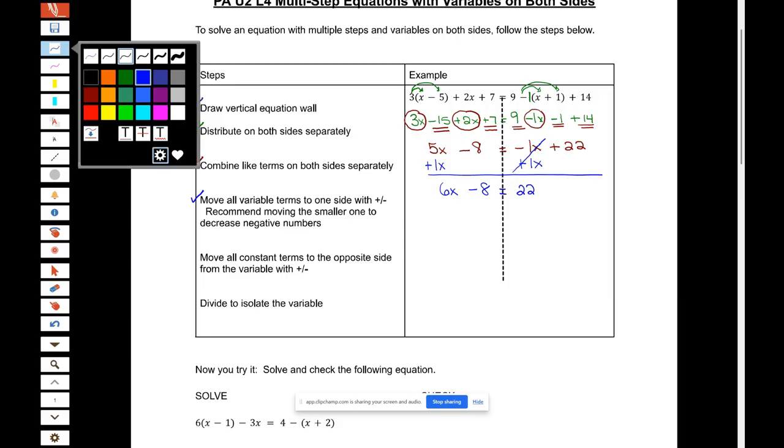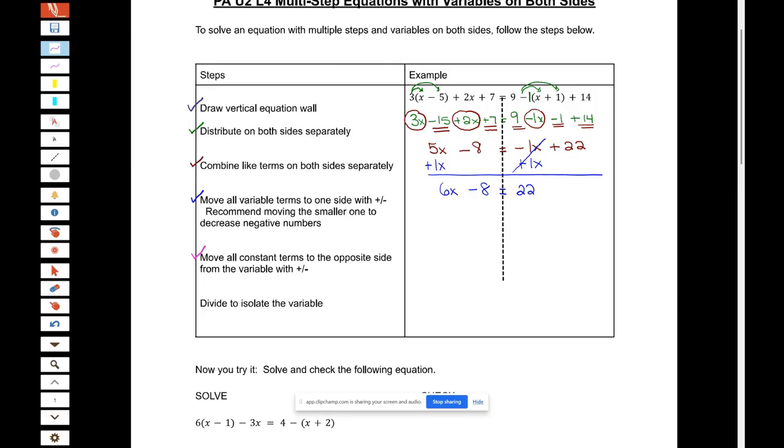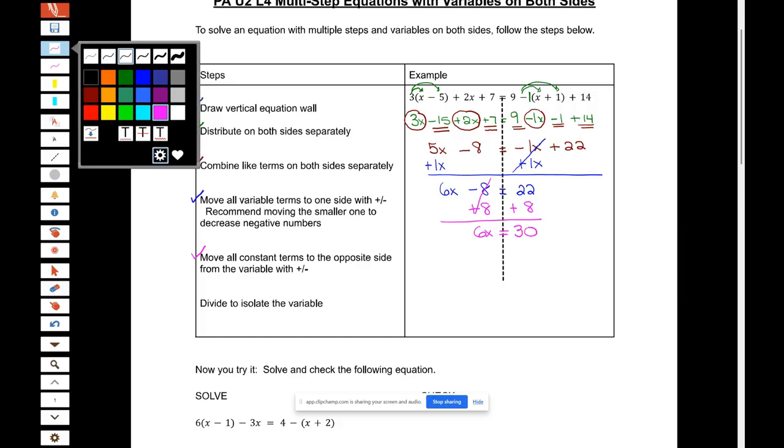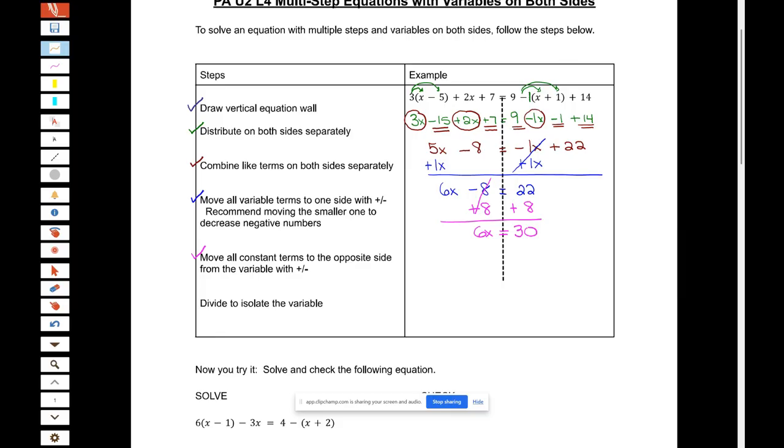Now the next thing is that I need to move all constant numbers to the other side. See, now this is a two-step equation that we did in the lesson before the last lesson. So I'm going to move my constant numbers to the right, to the opposite side of where the variables are. Those cancel to 0. I have 30 equals 6x. And now I have a one-step equation, which was the first lesson we did in the unit. I'm going to divide both sides by whatever's multiplied by the x so that I can get my solution of x equals 5.